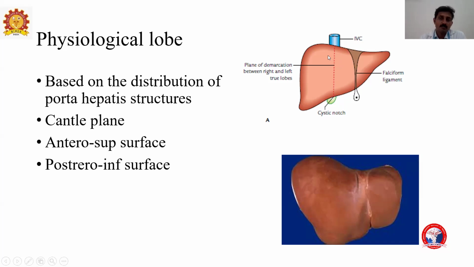That will divide the liver into a right lobe and left lobe. This is more or less equal to the functional aspect of the liver. This plane is otherwise called Cantlie's plane. It's called Cantlie's plane. So this is on the anterior superior surface.